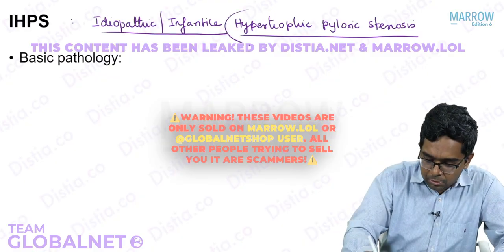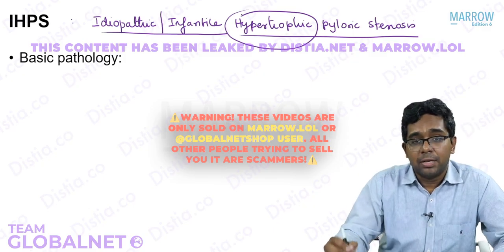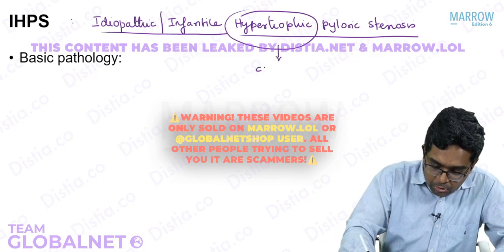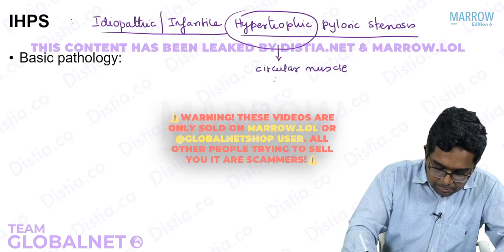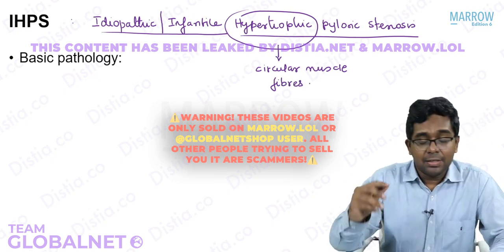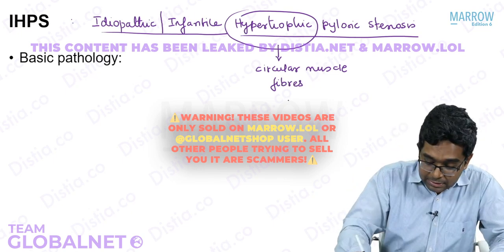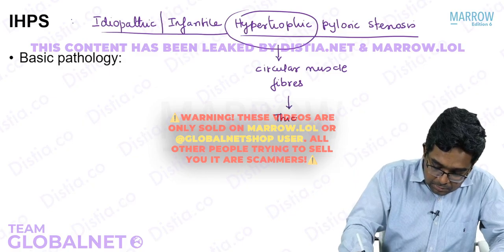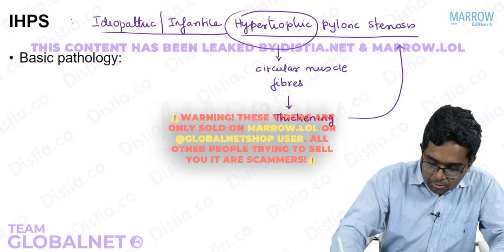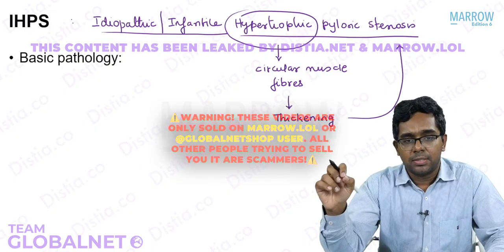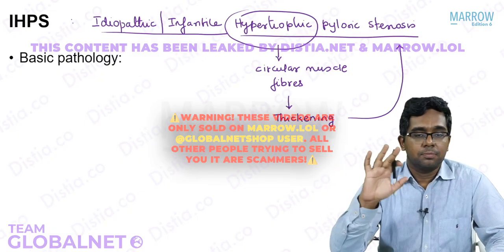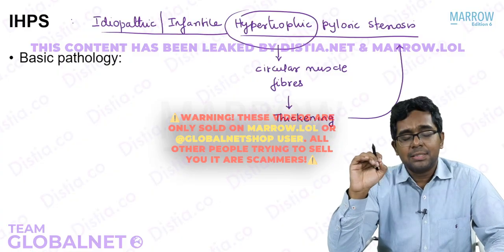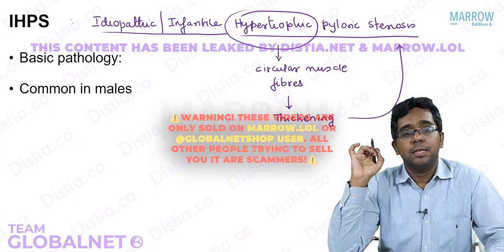There is hypertrophy of muscles in the pyloric region, especially the circular muscle fibers are undergoing hypertrophy. And whenever they undergo hypertrophy, what happens? It results in thickening of the muscle fibers, and that thickening is going to cause narrowing or stenosis at the level of pylorus. That is why this is called hypertrophic pyloric stenosis.